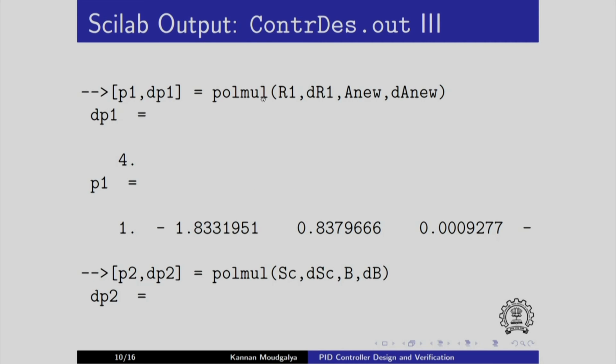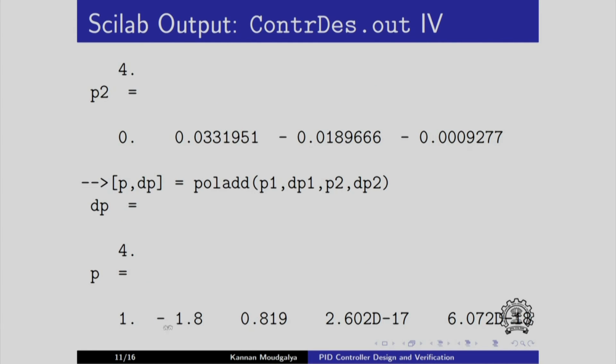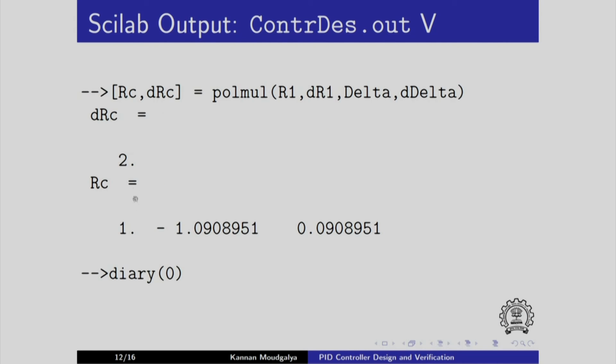Now I verify, multiply these, multiply the second term BSC term, add these two. When I add this, I get 1 minus 1.8 Z inverse plus 0.819 Z to the power minus 2, and these terms are 0, 10 power minus 17 and 10 power minus 18. So we can ignore these, and this is the same as the phi that we had obtained earlier, and RC is obtained like this. So these are the values that I had used in a previous slide.